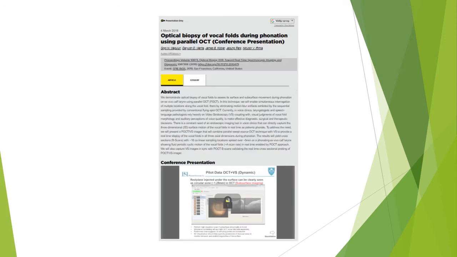A common method for visualizing the vocal fold movements is presented in this paper, where the authors try to combine stroboscopy with optical coherence tomography in vitro with 50 movements per second.